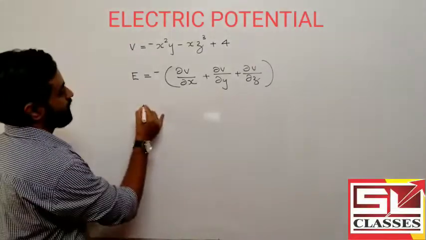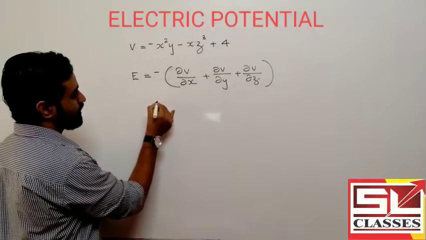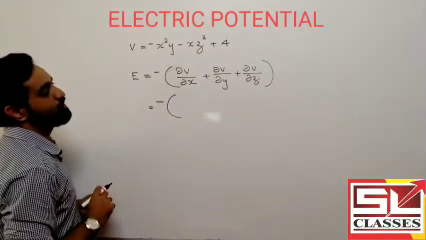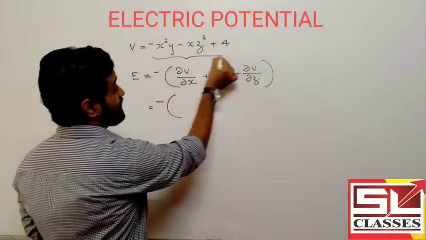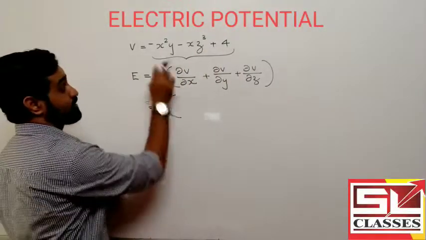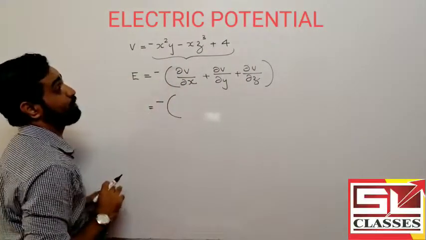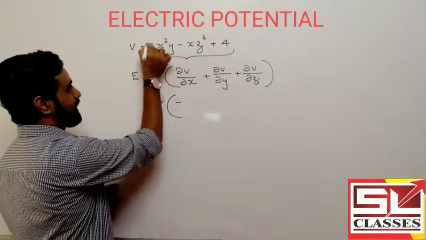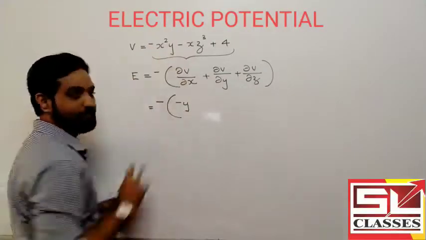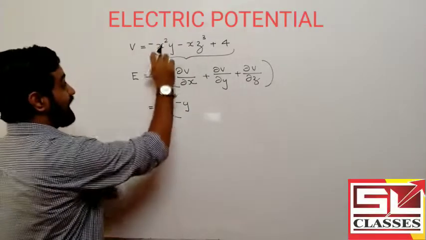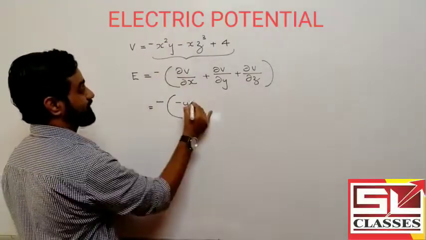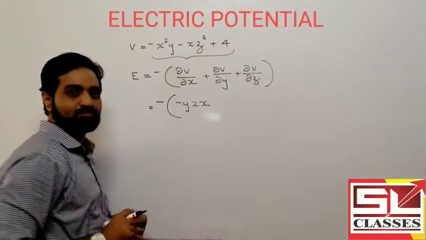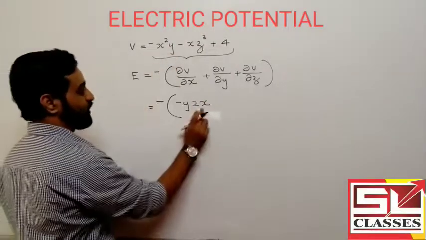Okay, so how can we do this? This is equal to, there is already a minus symbol, minus of, take the derivative of all these terms with respect to x. So when we take x as a variable, here y is a constant, so minus y, take the constant itself, then x square, the derivative of x square is 2x. We all know that the derivative of x square is 2x.